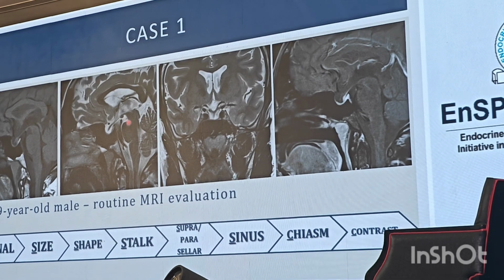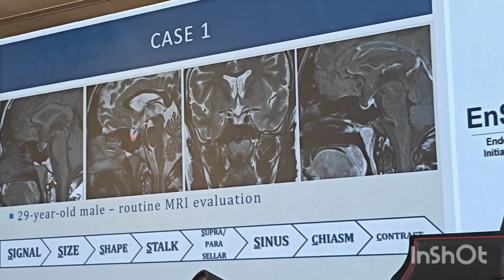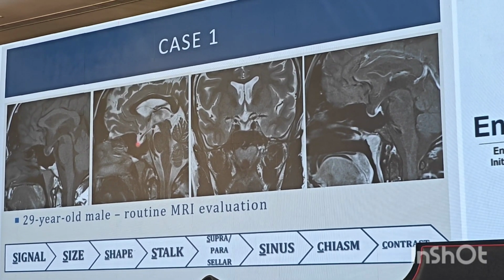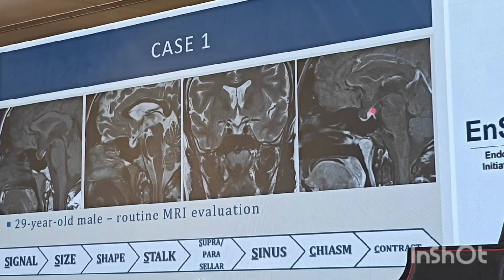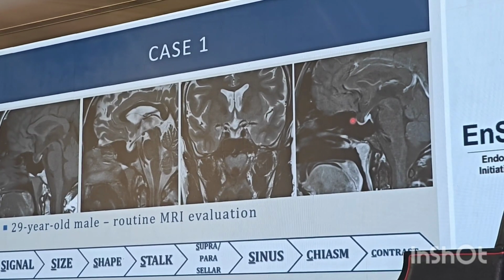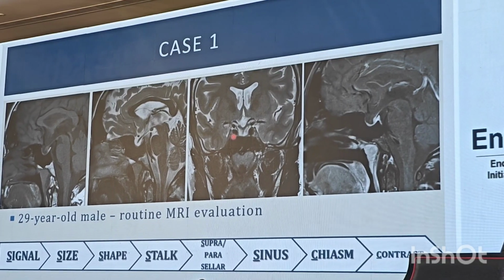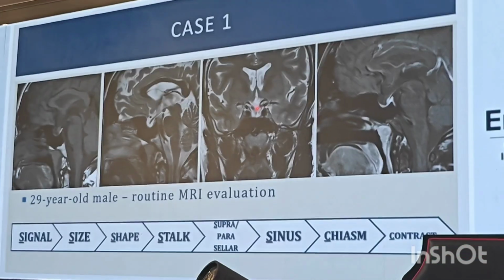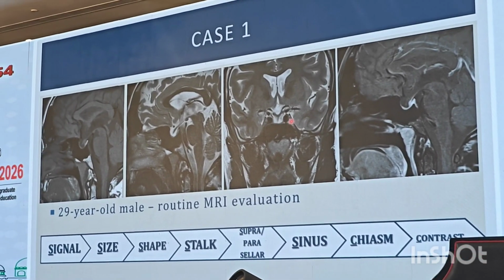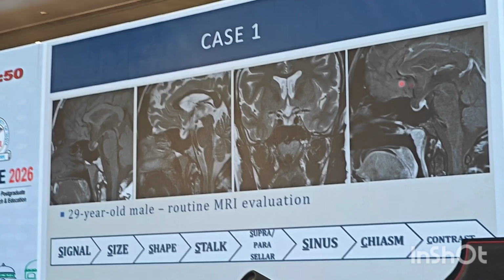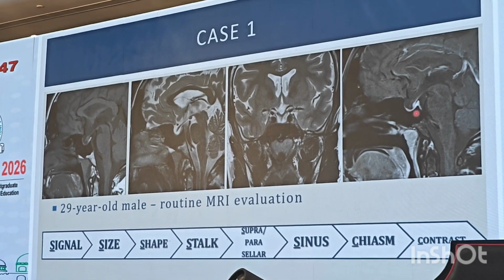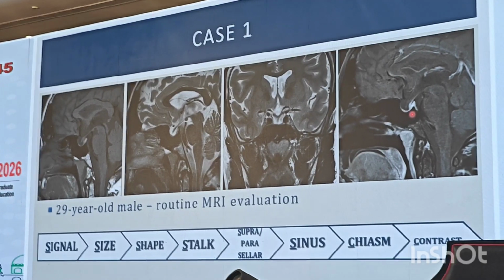The next point you would like to see is the stalk. See, the stalk is coursing through the subarachnoid space and touching the pituitary tissue, which is flattened along the base, right? The supra and the parasellar structures. Is there any problem with the chiasm? Nothing. Is there any problem with the cavernous sinus and the ICA? Fine, nothing. So then the contrast is showing homogeneous enhancement. So what is the likely diagnosis here?